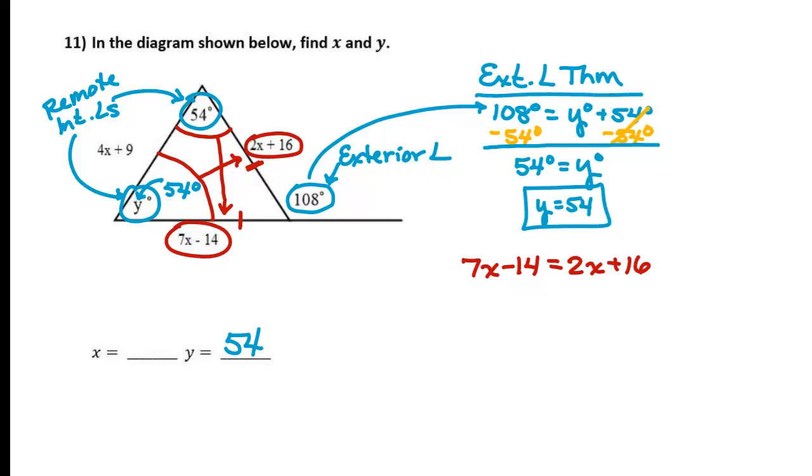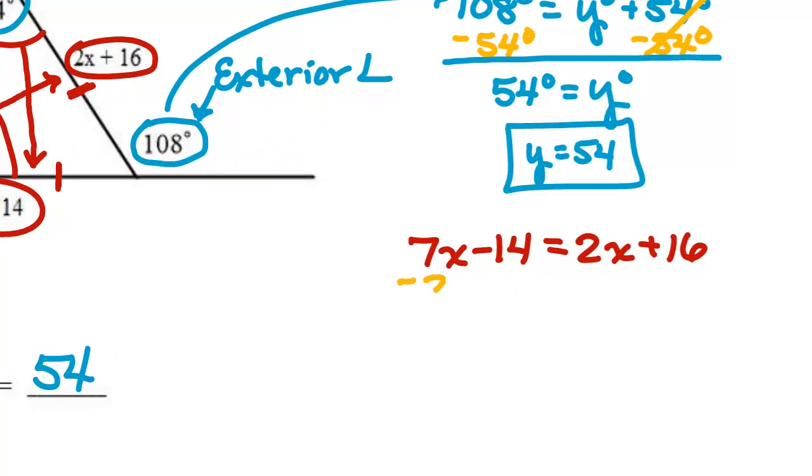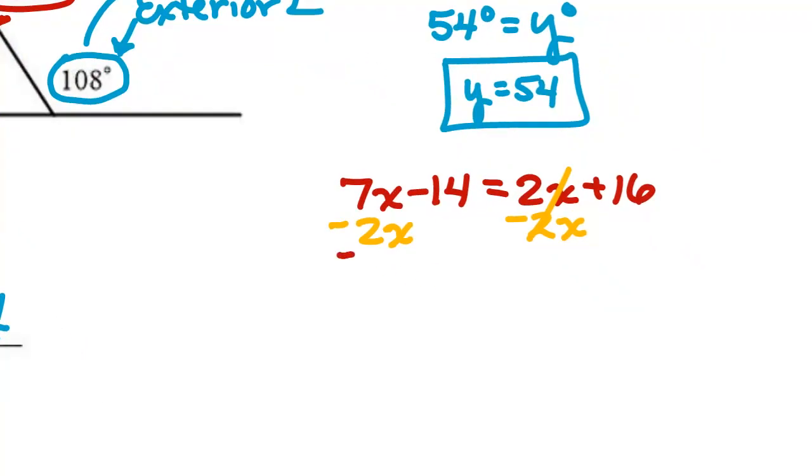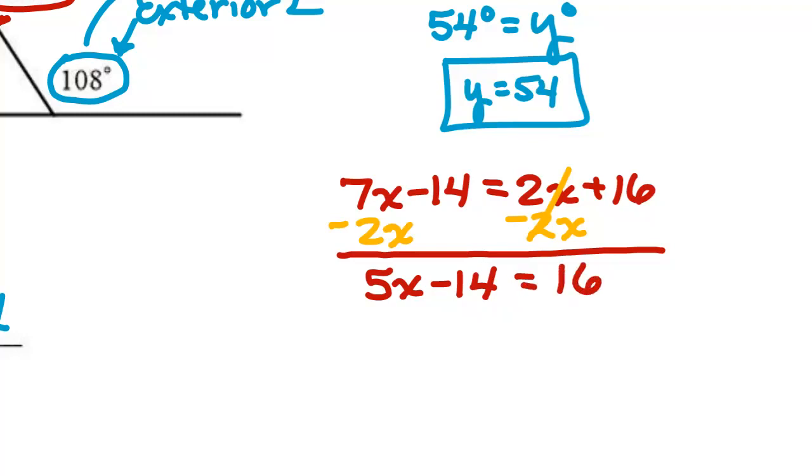Whenever I'm trying to solve an equation and I have x's on both sides of the equal sign, the first thing I'm going to do is get my x's to the same side. So I'm going to subtract 2x from both sides. I could also subtract 7x from both sides, but I like to keep things positive, so I usually subtract the smaller one. 7x minus 2x gives me 5x. So I have 5x minus 14 equals 16.